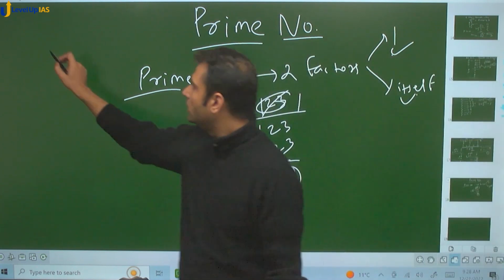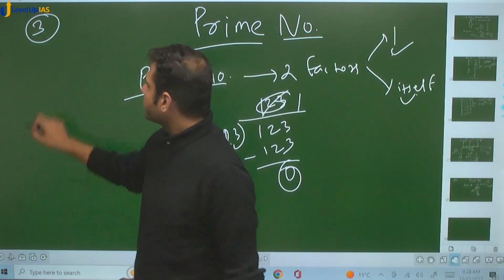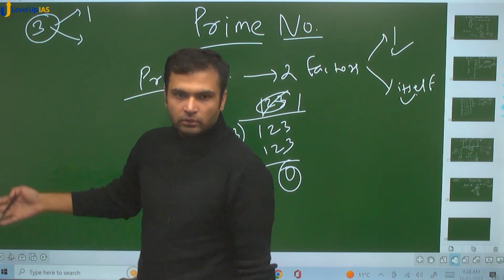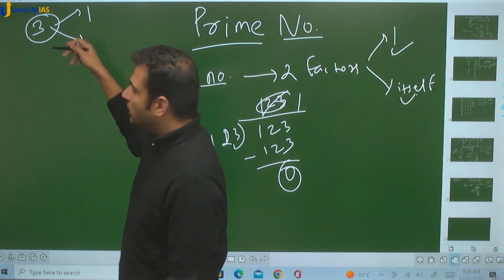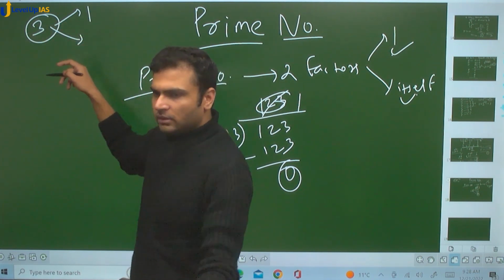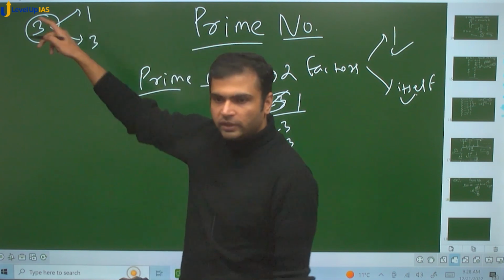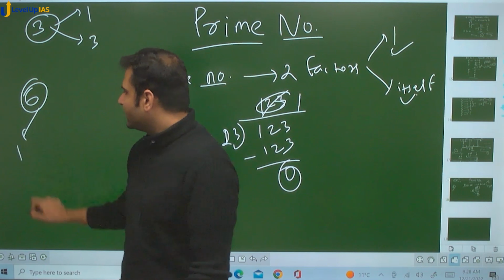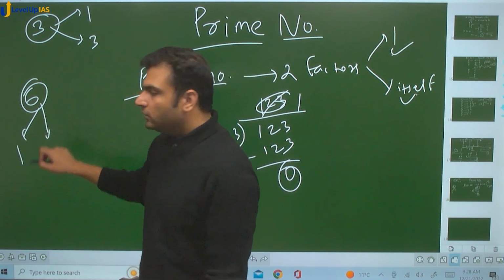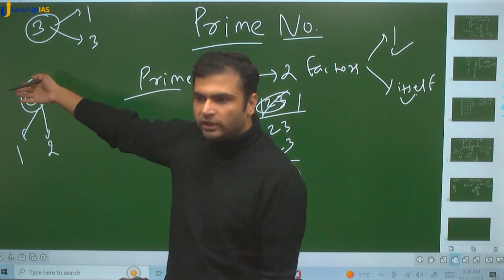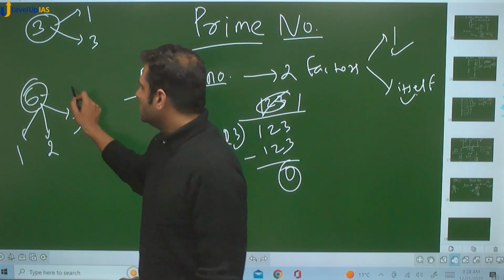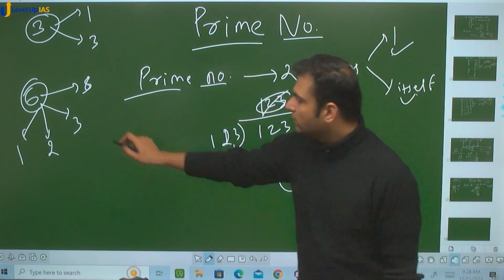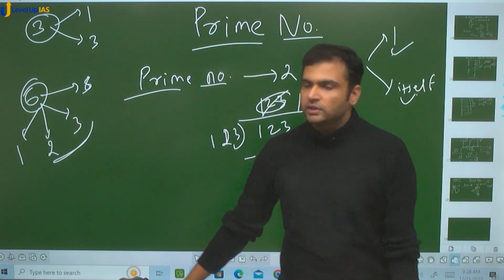For example, 3. What are the factors of 3? 1, yes, and is 2 a factor of 3? No. 3 doesn't come in the table of 2. And remainder is 1, remainder is not 0. A factor has remainder 0. So 3 is a prime number. What about 6? Is 1 a factor? Yes. Is 2 a factor? Yes. 2 into 3 is 6. 3 is also a factor. Then 5 no. 6 is also a factor. So there are other factors than 1 and itself. So 6 is not a prime number.